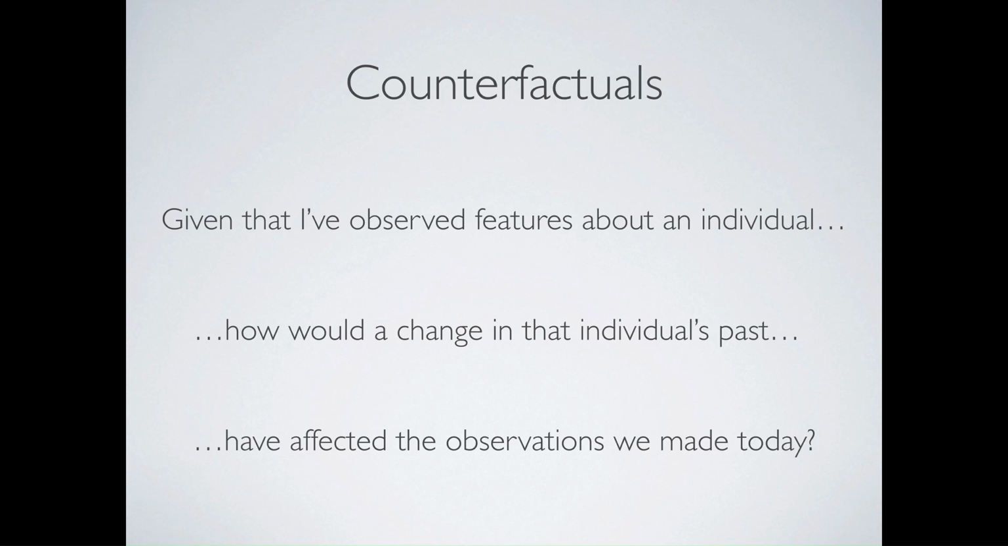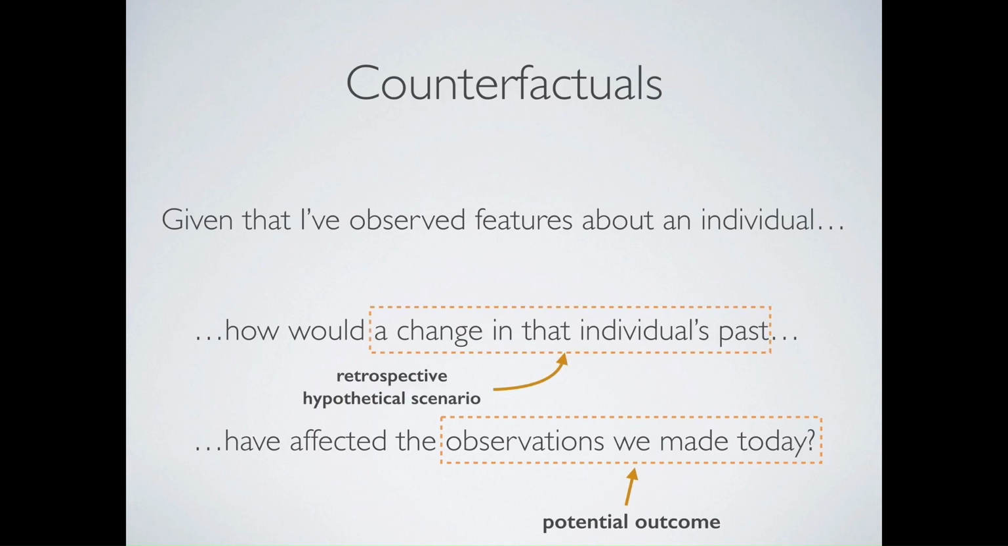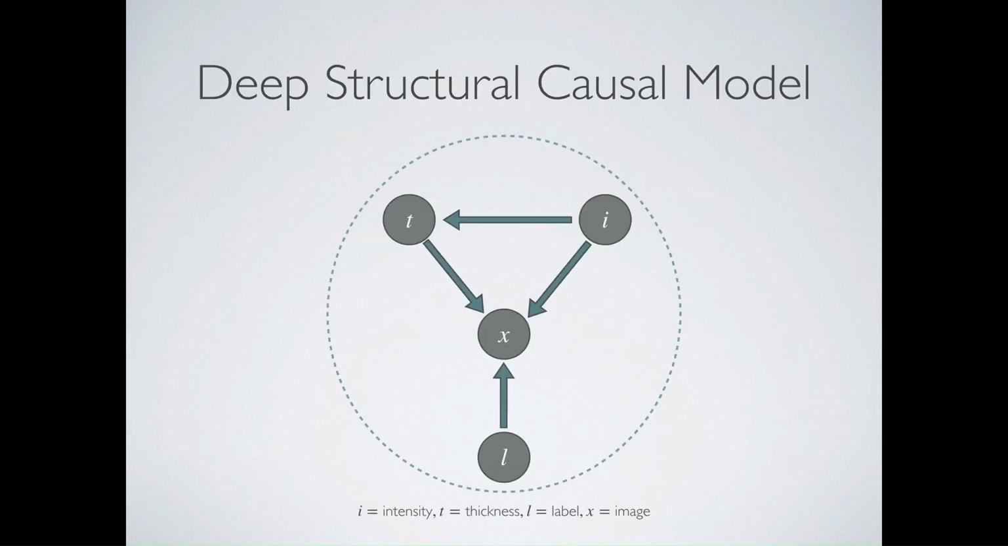If we break that down a bit, a counterfactual is a potential outcome for an individual under a retrospective hypothetical scenario which accounts for the information we observed in the actual outcome. In this way, we can factor in what we've actually seen into an imaginary scenario that might have happened in the past. In order to simulate an event occurring in that individual's past, we need to know how the individual came to be in the first place.